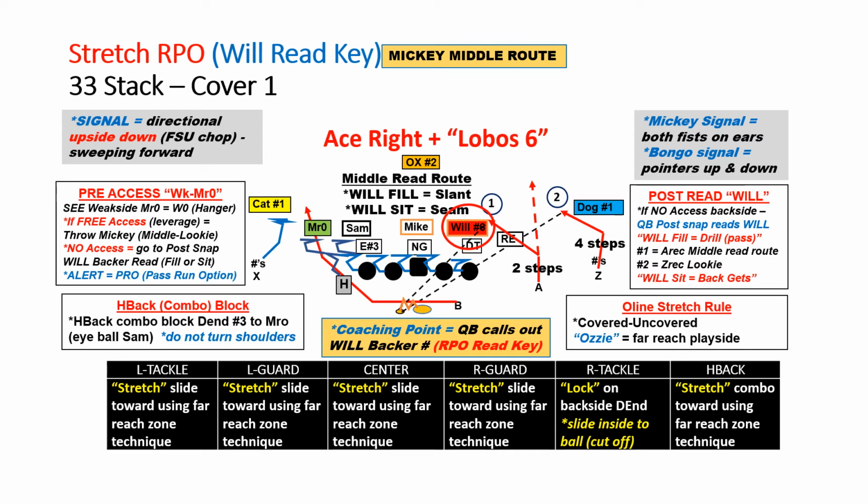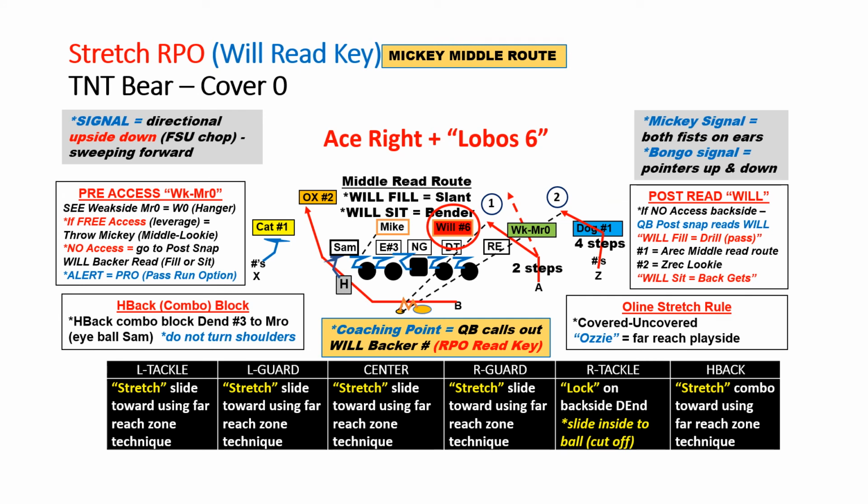Next is a 33 stack cover 1. Again, when we get this 30 odd front where there's 3 backers, we go back to a 4-3 look with the mic being in the middle, and the will then becomes that backside linebacker stacked over the defensive tackle or our offensive tackle. Again, A is going to do his Mickey middle. If the will fills, he'll replace him with a 2-step slant. If not, then he's going to run his bender read, and with 1 high safety, he'll stay vertical up the seam. Quarterback still reads inside out, will backer.